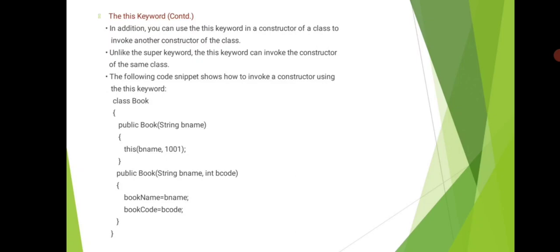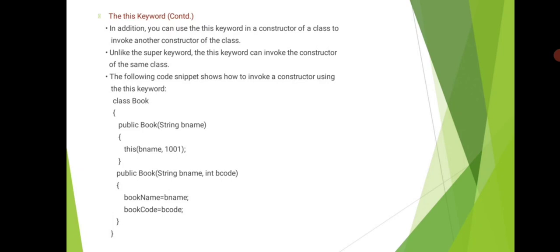So here, using this keyword we can call the constructor of a class to invoke another constructor of the class. So using this keyword, right? How it works: the code snippet shows how to invoke a constructor using this keyword. Here we have a class Book, and we have two constructors: Book of String bname, and another constructor Book of String bname and bcode.